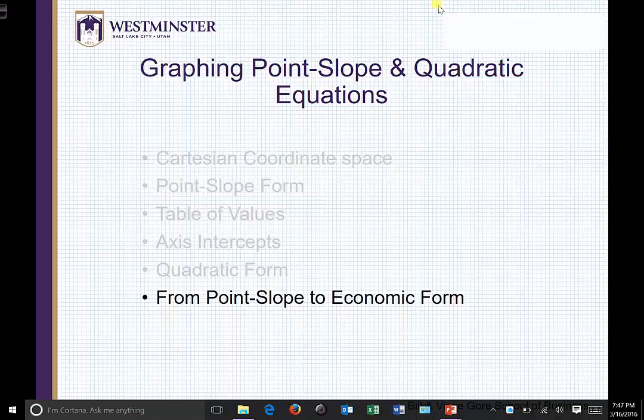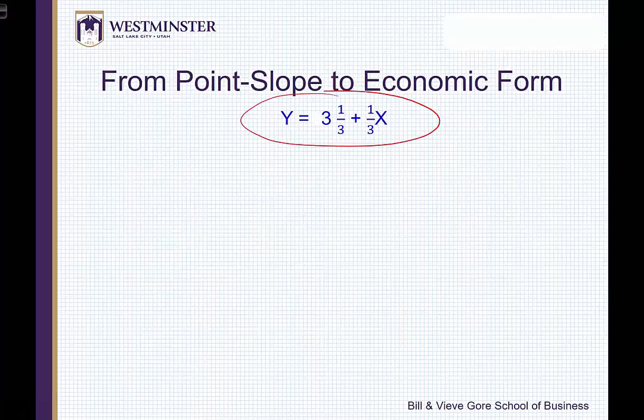In this final video on graphing point slope and quadratic equations, I want to take a look at going from the point slope form to the economic form of an equation. So this is our basic form, and recall that this is where we have y being equal to some a plus m of x. Well, this is the point slope form, such that a is equal to 3 1/3 and m is equal to 1/3.